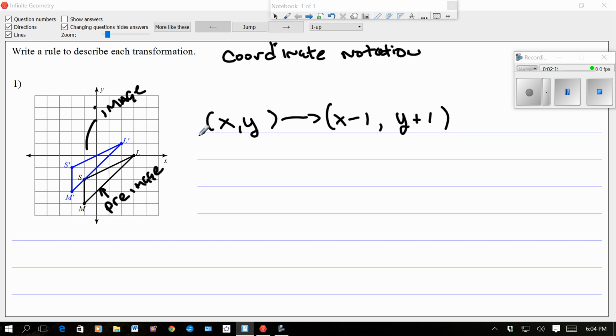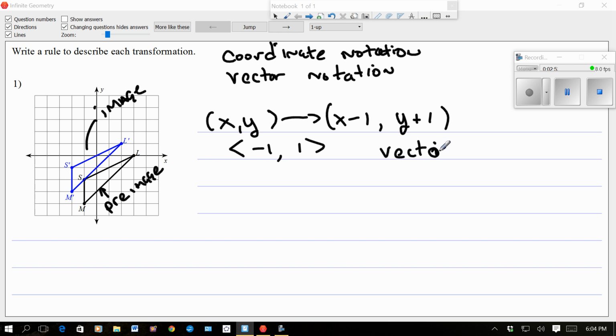I would also like you to write in vector notation. So here's coordinate notation. To write in vector notation, real easy. What happened here? -1. What happened here? +1. That's all you have to do. You subtracted 1 from every single x value, and then you added 1 to every single y value to move your image.